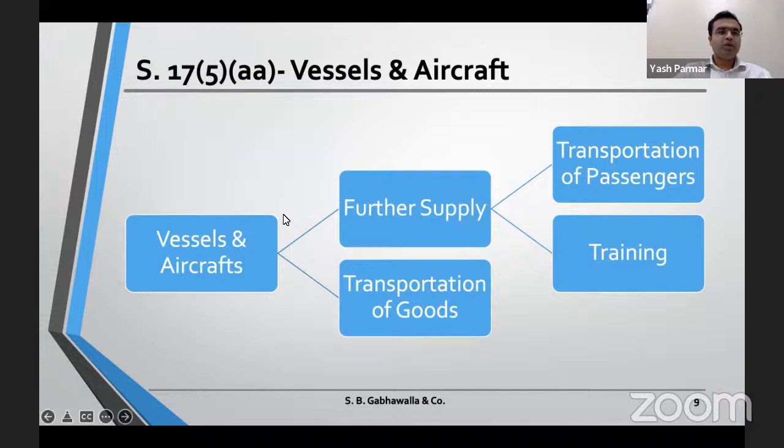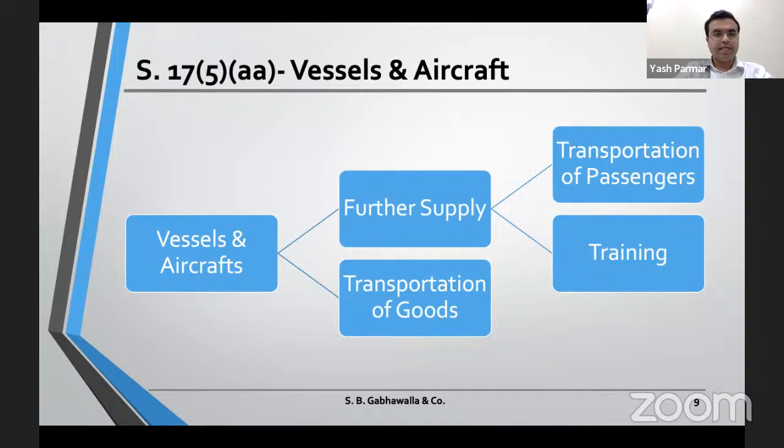We'll go to the next clause, which is clause AA, and this deals with ITC in relation to vessels and aircrafts. Now, what this particular clause says is that if you have purchased vessel or aircraft, then ITC is blocked. However, there are two exceptions to it.